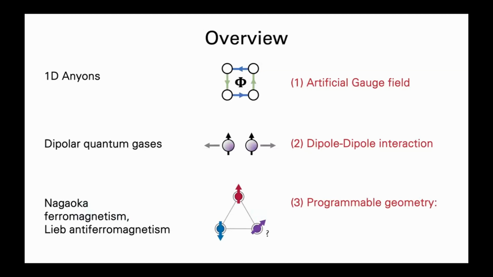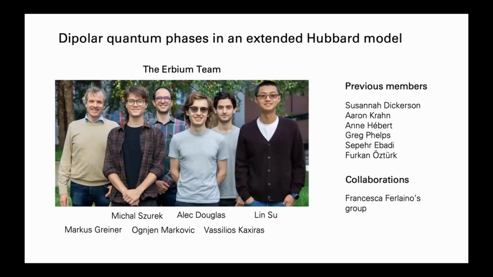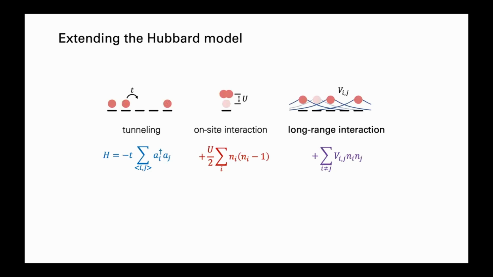Good. That's all I wanted to say about Floquet. Let's jump into engineering interaction beyond simple on-site interaction. Here's the team of our new erbium experiment. The current grad students are Lin Su, Alec Douglas, and Mihao, and Augie is a postdoc who has moved on now. And we started this experiment in collaboration with Francesca Ferlaino.